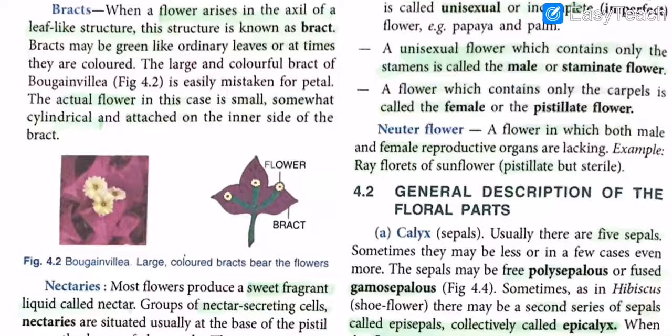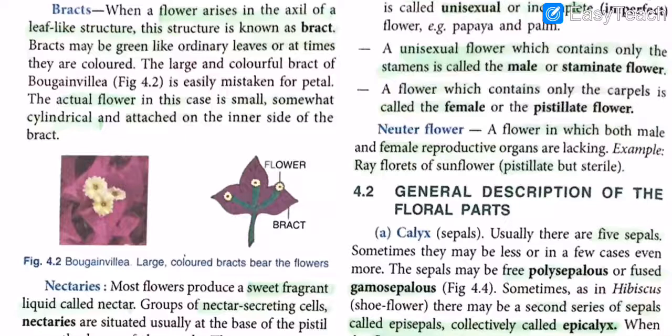Now, what is the axil? If we recall the previous chapter, the tissues chapter, the axillary bud is one of the tissues that come under the meristematic tissue. They help in growth. So sometimes flowers arise from those points, and these structures are called bracts. Bracts may be green like ordinary leaves, or at times they're colored. The large and colorful bract of bougainvillea is easily mistaken for a petal.